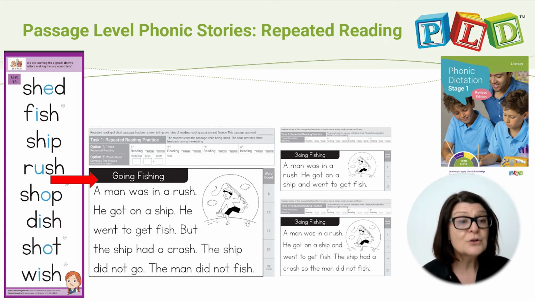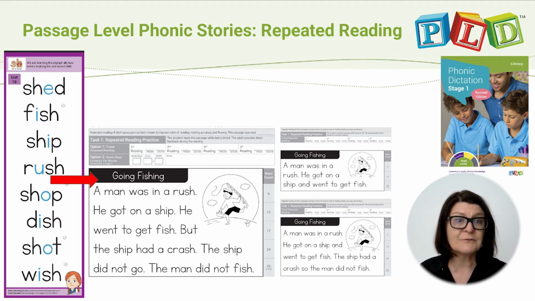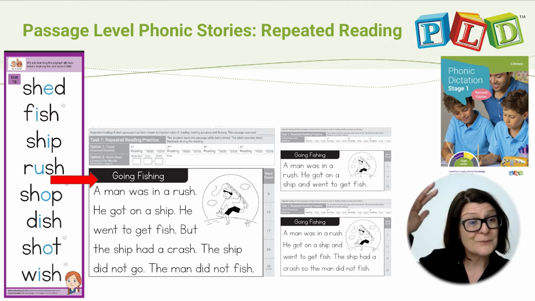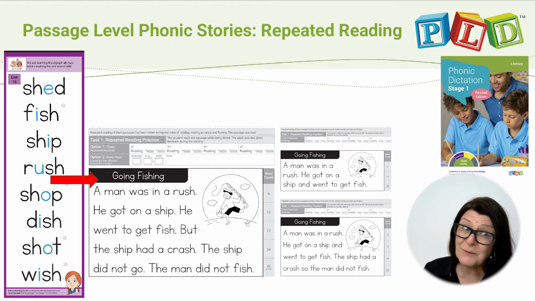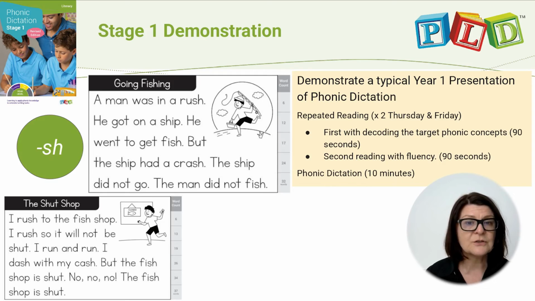The new phonic dictation programs for stages 1, 2, and 3 have 3 levels with 3 different word counts. I particularly like the long passages because there's a lot of reading practice rather than the shorter passages. You don't need to complete the whole passage because you probably won't in 10 minutes of dictation, but you also have the option of using the shorter passages if that is appealing to you.